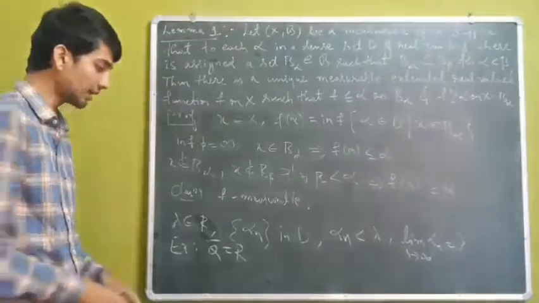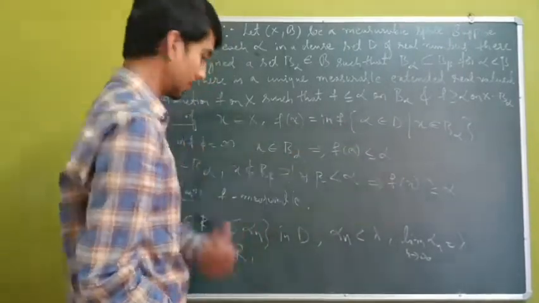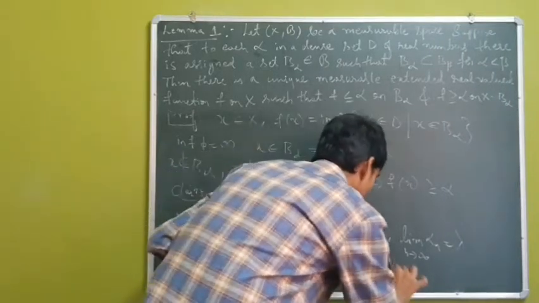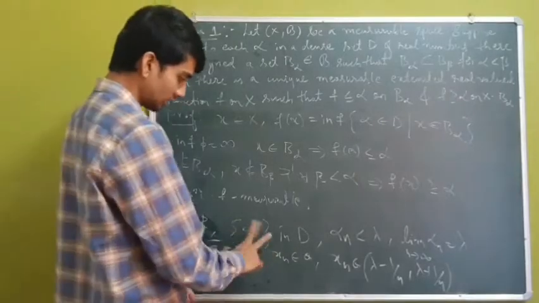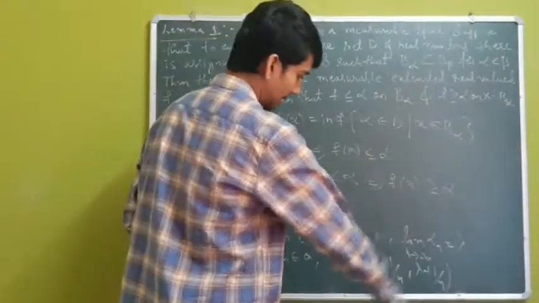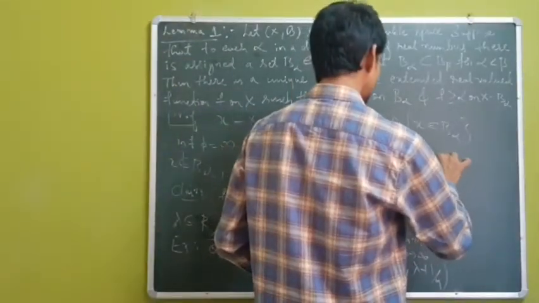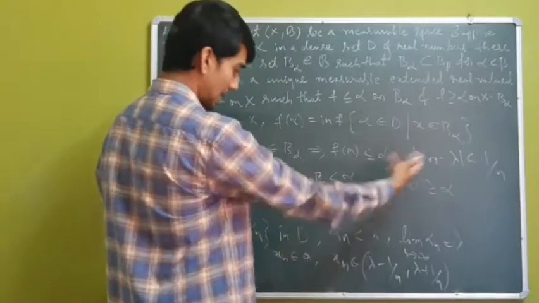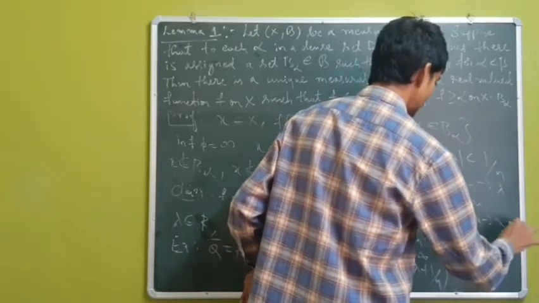So Q is dense in R, so I can choose a sequence, say alpha n, that is converging to lambda. If I choose xn to be in Q and xn to be in (lambda minus 1 by n, lambda plus 1 by n), as Q is dense in R, I can choose such a sequence converging to lambda. Then that implies mod of xn minus lambda is less than 1 by n. So clearly the absolute difference between xn and lambda is less than 1 by n, and xn converges to lambda as n tends to infinity.